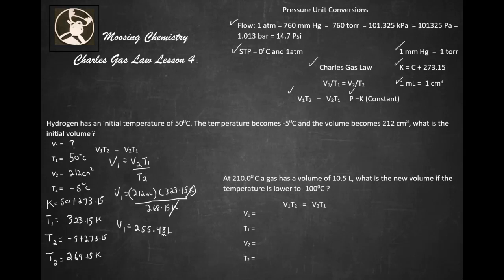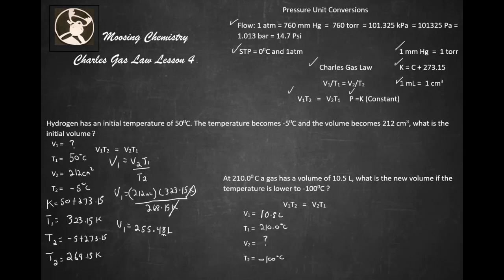Okay, let's look at our second one. At 210 degrees Celsius, a gas has a volume of 10.5 liters. What was the new volume if the temperature is lowered to minus 100 Celsius? So T2 is going to be negative 100 Celsius. T1 is 210 degrees Celsius. Its initial volume is 10.5 liters, and we're looking for our second volume.